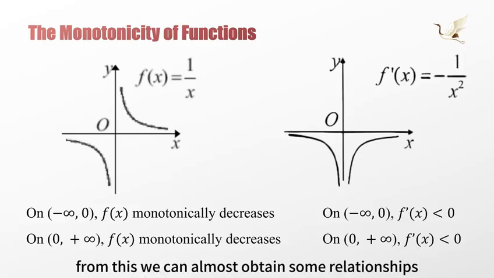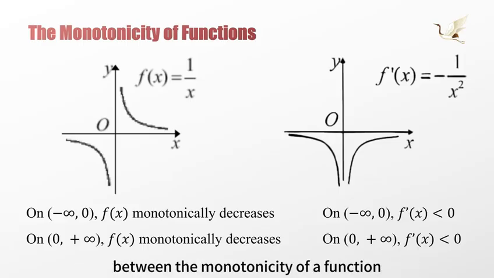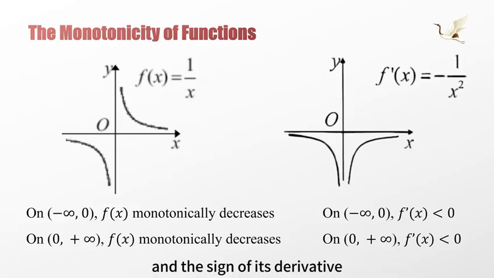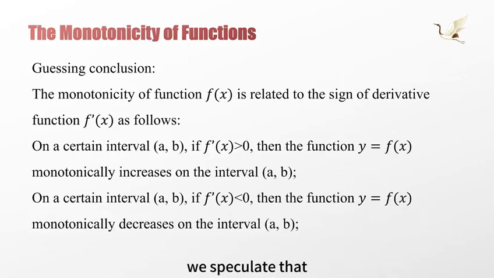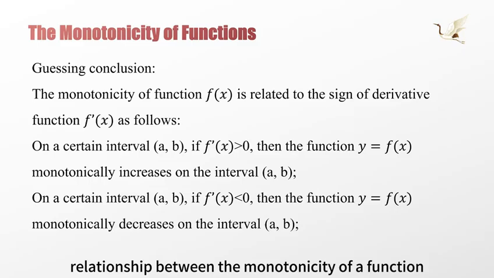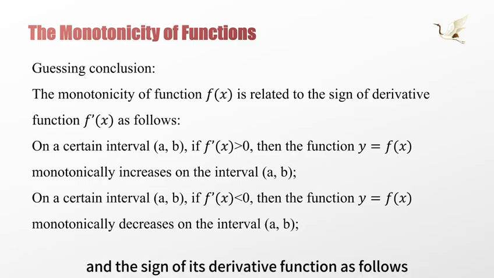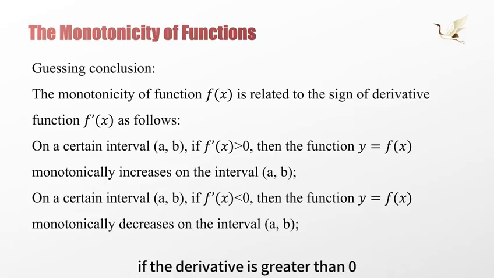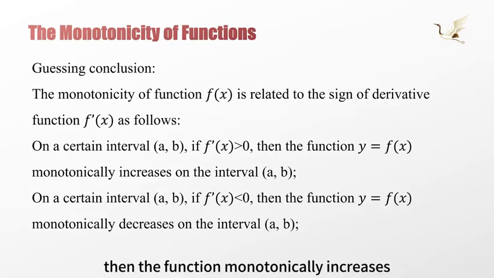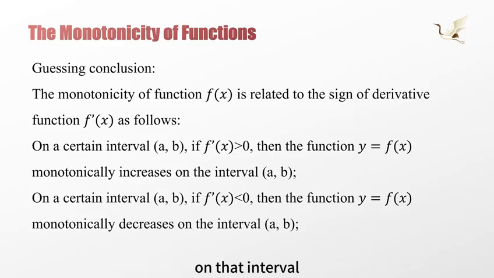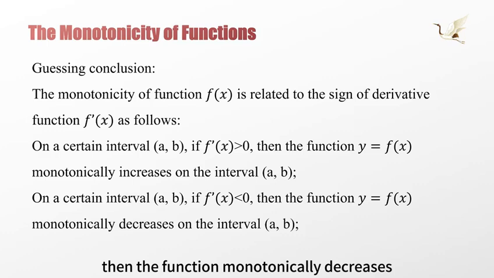From this, we can almost obtain a relationship between the monotonicity of a function and the sign of its derivative. We speculate that there is a relationship between them as follows. On an open interval (a, b), if the derivative is greater than 0, then the function monotonically increases on that interval. On an open interval (a, b), if the derivative is less than 0, then the function monotonically decreases on that interval.